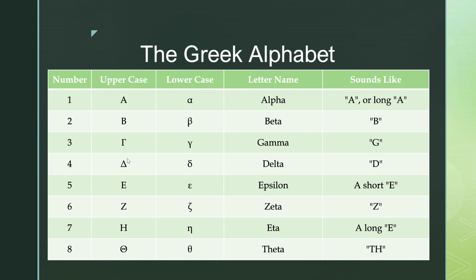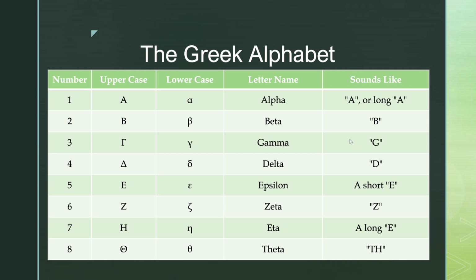And uppercase delta looks like a triangle, and you can completely write it that way, although I don't want the triangle to get too big. And the lowercase delta looks something like this. Well, if you change it a bit, it might even look like a crotchet. The epsilon looks like this. The uppercase is completely the same as uppercase E, and the lowercase is like E connected.